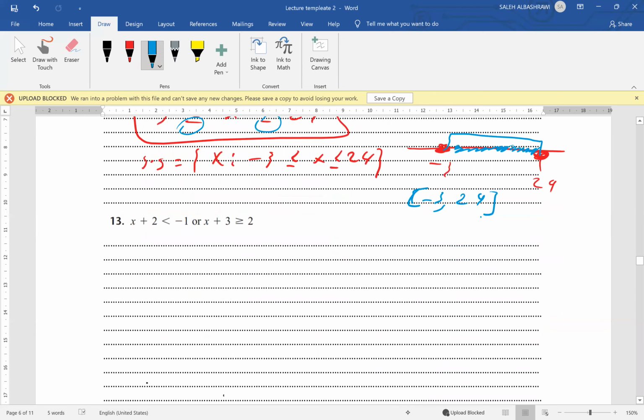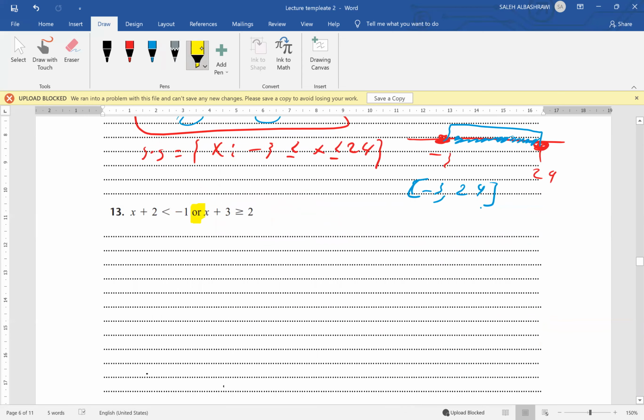Let's take another example. Now in this type, I'm using OR. If it is OR, we are not looking for the common solution, but we add the solution of the first inequality and the second inequality, combine them together. So for the first inequality, I will move this 2 to the other side. I will have x less than minus 1 minus 2. And this is the second one, x plus 3 greater than 2. Now the first one will give me x less than minus 3.